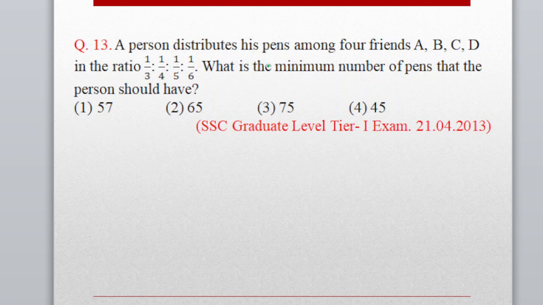A person distributes his pens among 4 friends A, B, C, D in the ratio 1/3 is to 1/4 is to 1/5 is to 1/6. What is the minimum number of pens that the person should have? Now here the person has 4 friends. So here A is to B is to C is to D is equal to 1/3 is to 1/4 is to 1/5 is to 1/6.